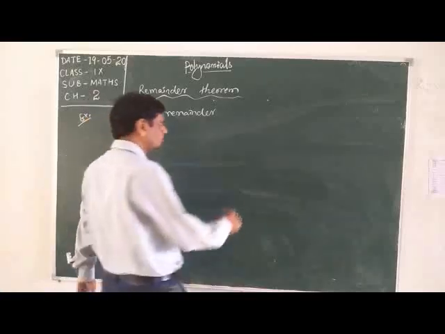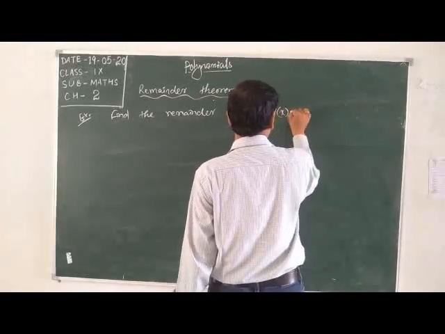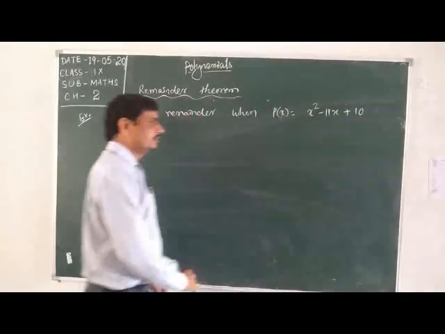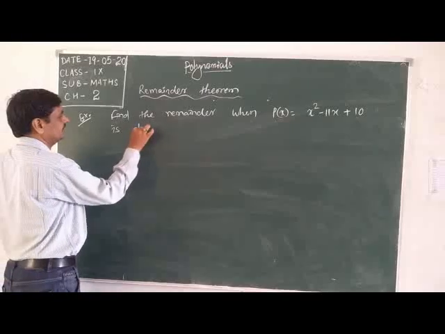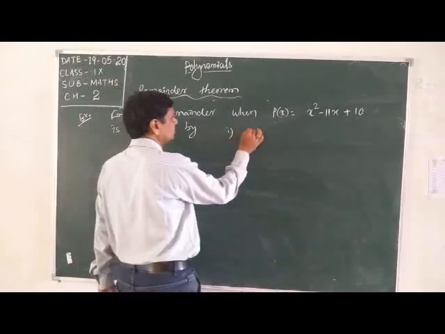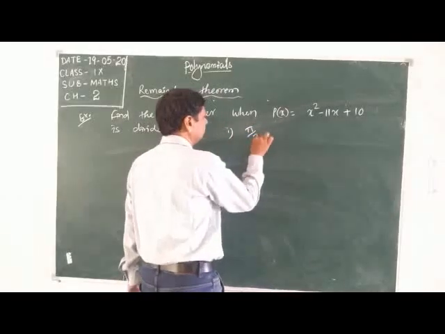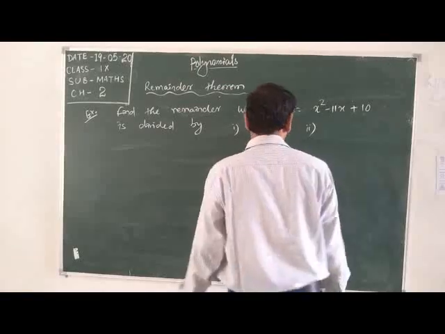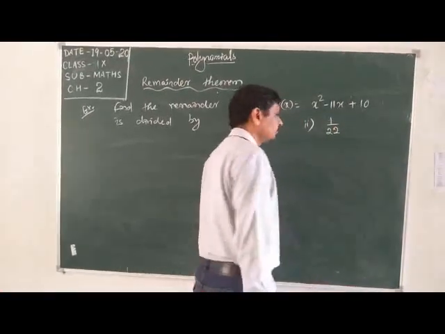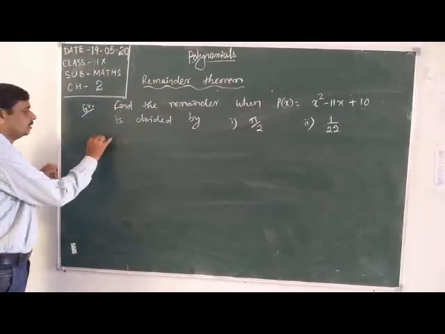Find the remainder when the polynomial p(x), x square minus 11x plus 10, is divided by, first, x minus 5/2, second, x minus 1/2. Check how to solve it.